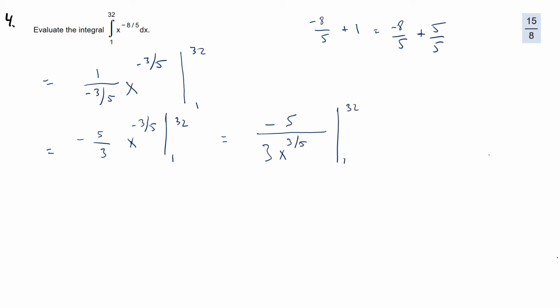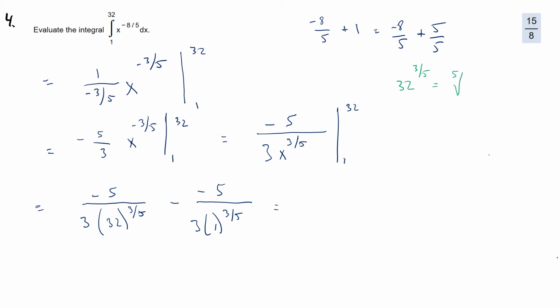Now I'm going to plug the numbers in. So we have negative 5 over 3 times 32 to the 3/5, minus negative 5 over 3 times 1 to the 3/5. So we plug the top number in, minus, then we plug the bottom number in. Now I need to figure out what 32 to the 3/5 power is. I'll do that over here. 32 to the 3/5 power.